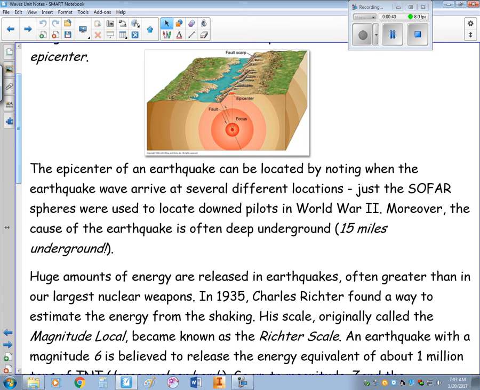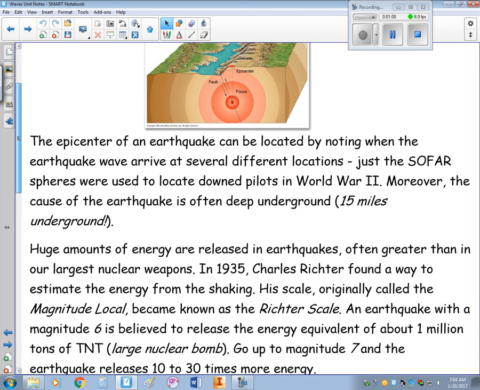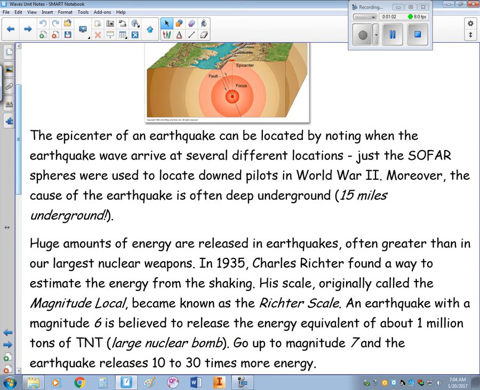So we can locate the epicenter of an earthquake by noting when the waves from that earthquake arrive at different locations, just like the SOFAR spheres were used to locate downed pilots in World War II. Moreover, the cause of the earthquakes is often deep underground, like 15 miles. So it can be difficult to find the epicenter, but we can find it.